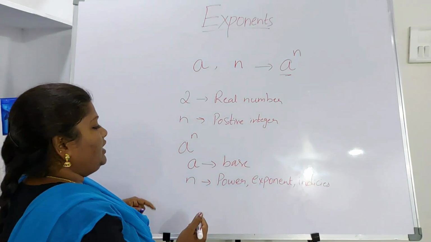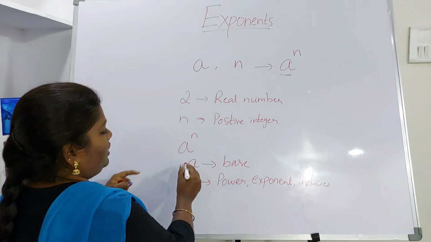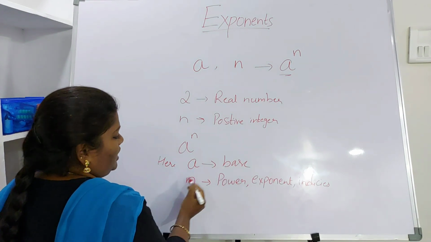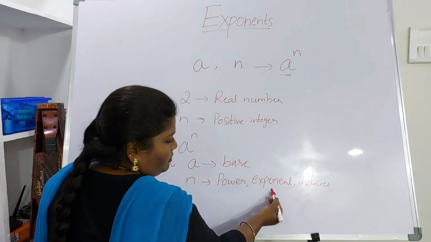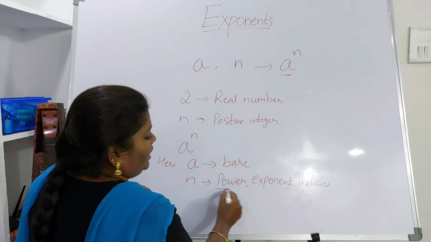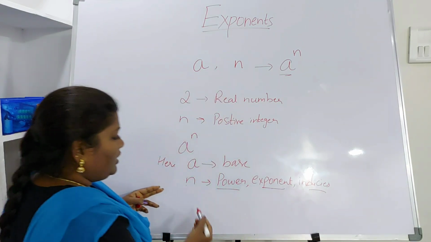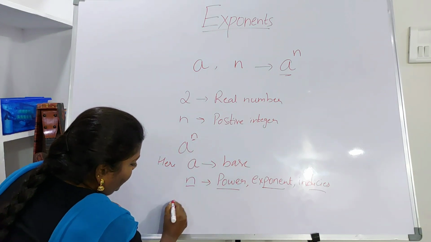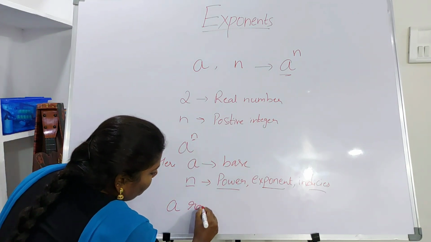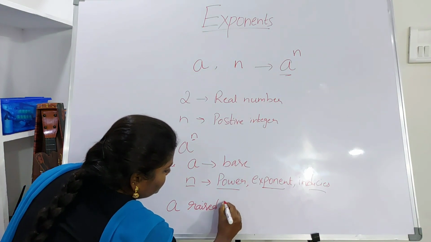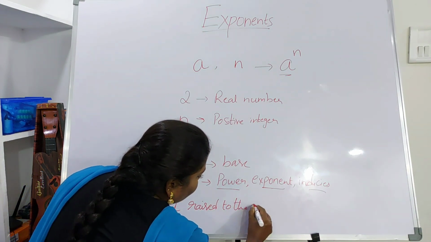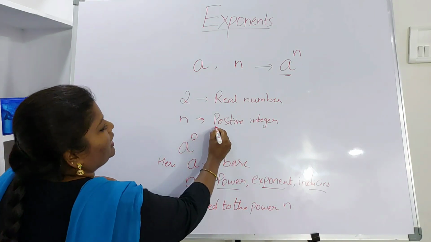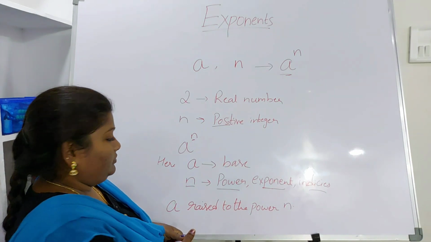I repeat once again, a to the power of n, where a is the base and n is the power or exponent or indices. So it can be any one among it. Now n is nothing but a power. Now this is read as a raised to the power of n, where n is any positive integer.